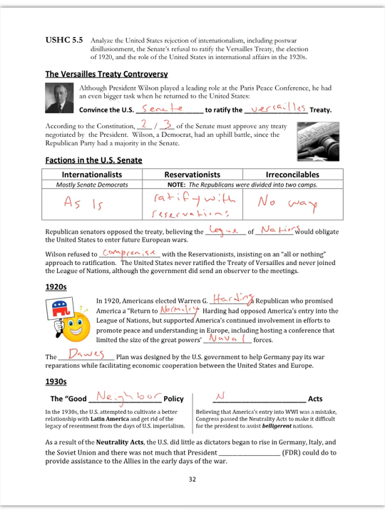Next, we have the Neutrality Acts. Believing that America's entry into World War I was a mistake, Congress passed the Neutrality Acts to make it difficult for the president to assist belligerent nations. And remember, belligerent nations are nations at war. As a result of the Neutrality Acts, the U.S. did little as dictators began to rise in Germany, Italy, and the Soviet Union. So people like Mussolini, Hitler, and Stalin. And there was not much that the president, Roosevelt, okay, this is a different Roosevelt, FDR, right, could do to provide assistance to the Allies in the early days of the war.